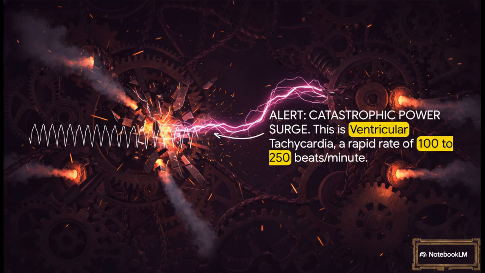And there it is. The first alert screams across the console: ventricular tachycardia. This is a terrifying, chaotic power surge. The ventricles are firing way too fast, way too wildly to actually pump anything. The engine is literally shaking itself apart. If you don't intervene, total system collapse isn't just possible, it's imminent.